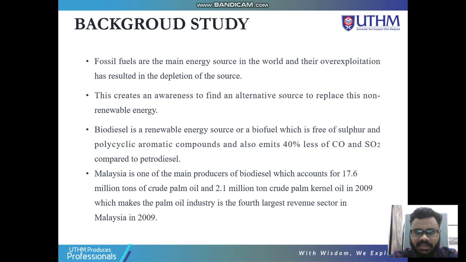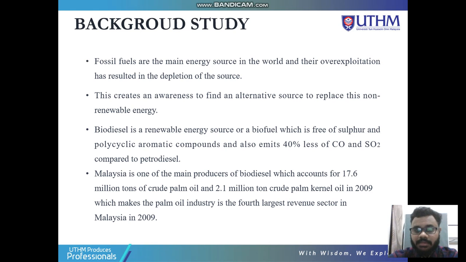Okay, first of all, the background study. Fossil fuels are the main energy source in the world, and their overexploitation has resulted in the depletion of the source. This creates an awareness to find an alternative source to replace this non-renewable energy. Biodiesel is a renewable energy source or a biofuel which is free of sulfur and polycyclic aromatic compounds and also emits 40% less carbon monoxide and sulfur dioxide compared to petrol diesel.